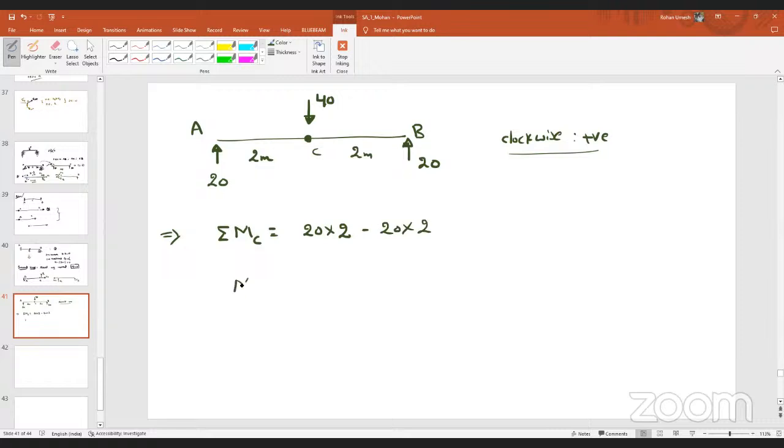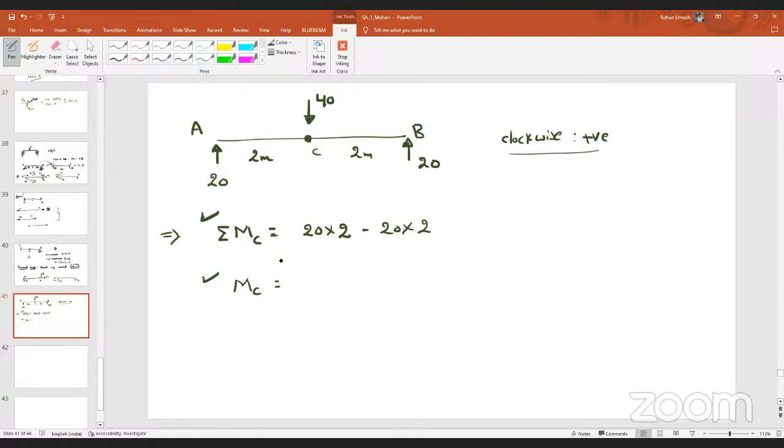What about moment at point C? What is the difference between these two? First of all, I want to get the clarity of these two. What is the difference between summation of moment at point C and how to define moment at point C? Summation of moment is including all the forces acting on the member.